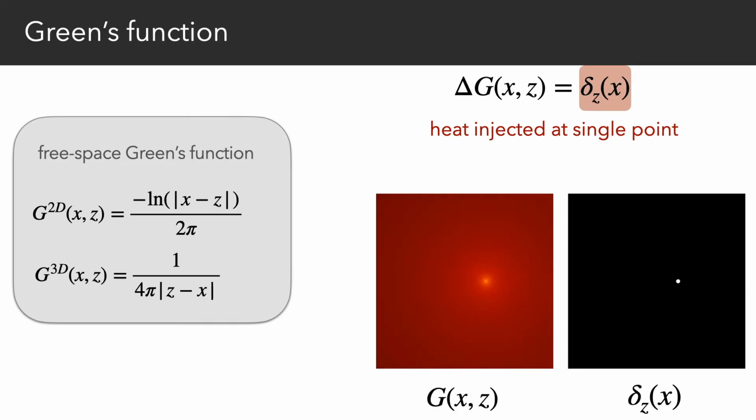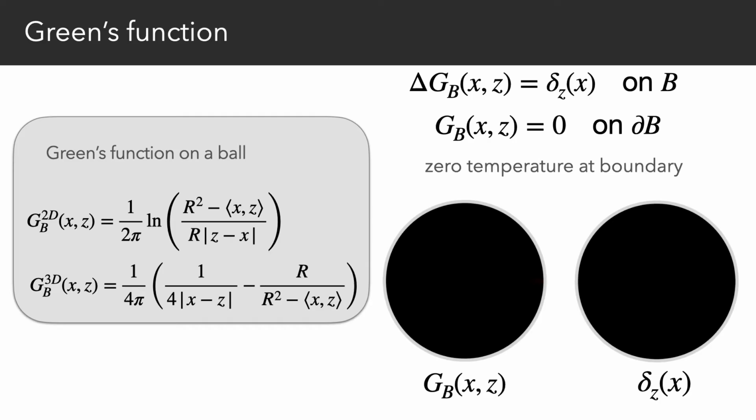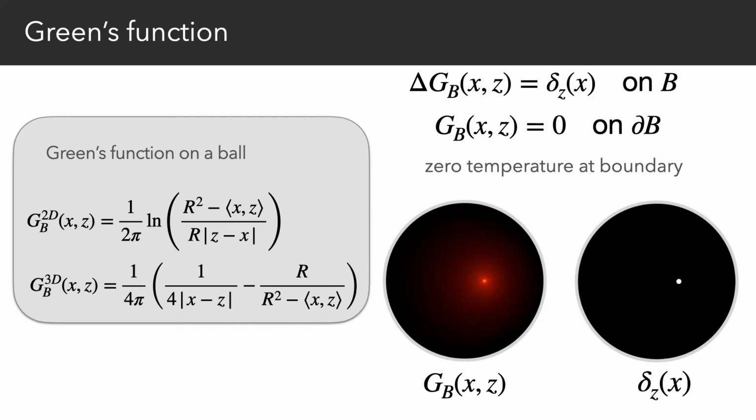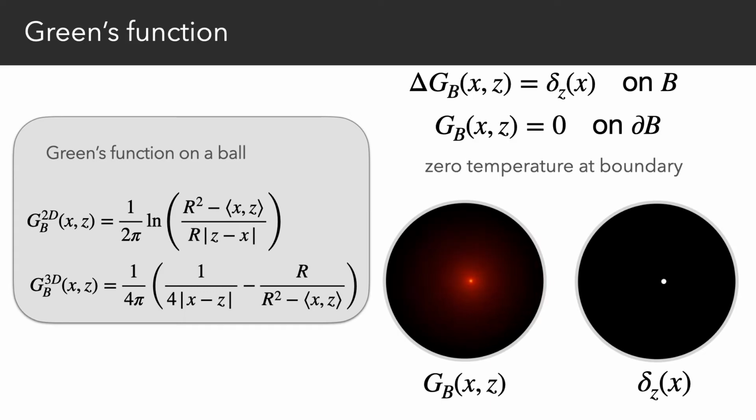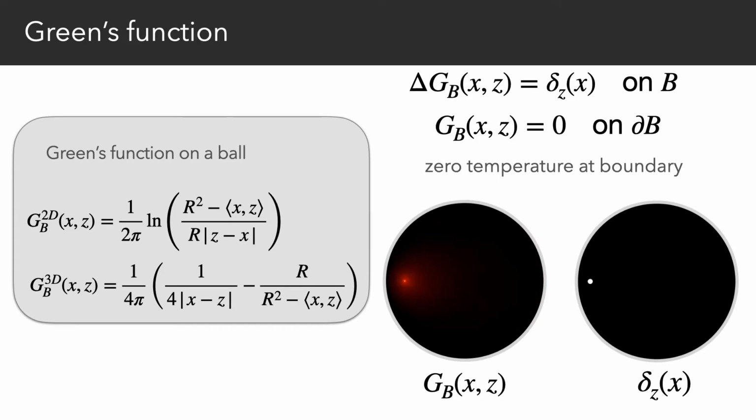If we consider a Dirac delta source in free space, the solution is a closed form expression known as a free space Green's function. And specifically, the free space Green's function models how heat is transferred from a point z to x as a result of injecting heat at z. We can generalize the free space Green's function to another analytic Green's function on a ball in a similar manner. The only difference is that we've now restricted the boundary of the ball to have a constant zero temperature. If you'd like, you can think of this as an idealized absorber of heat.